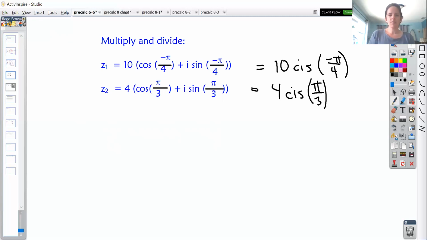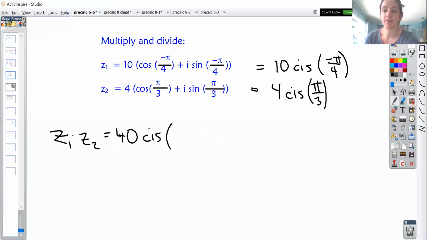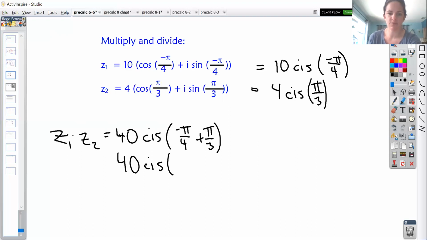pi thirds. So then if I wanted to multiply the two numbers, I would just say that Z1 times Z2 would equal 40 cis, and then I would add those angles, negative pi fourths plus pi thirds, which means, yep, common denominator. So this would be 40 times cis of, and then negative 3 pi 12ths and positive 4 pi 12ths would give me cis of pi 12ths. And so then that would be the answer. The problem was given to us in trig form, so we can answer it in trig form as well. You don't have to multiply all that out and convert it to rectangular form.